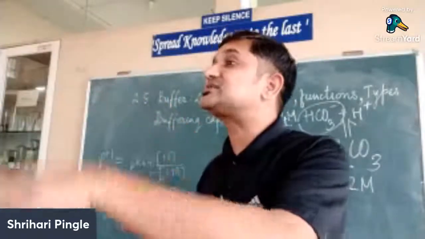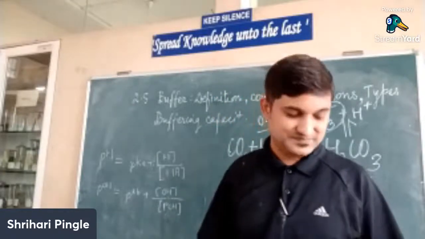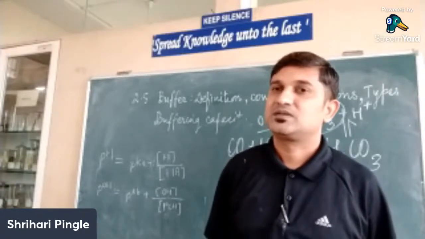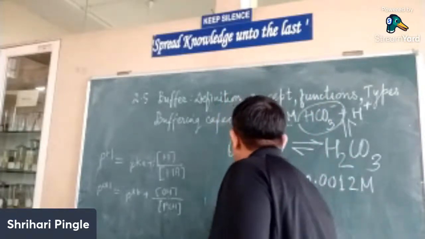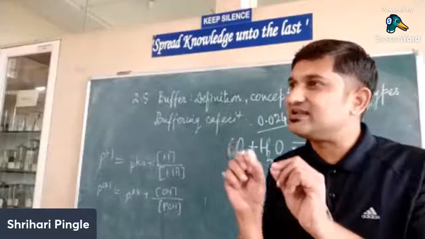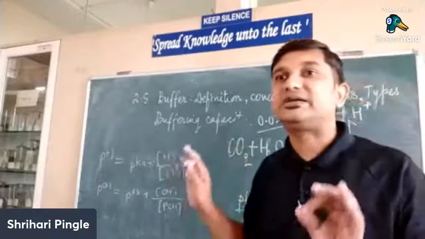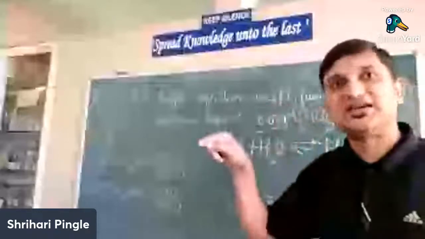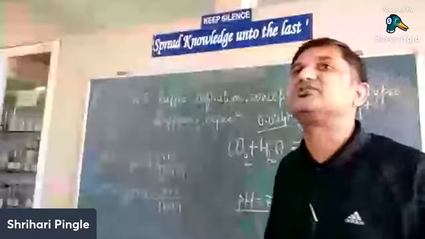Applying the Henderson-Hasselbalch equation, by now you should have the Henderson and Hasselbalch equation memorized. The pH of blood comes out to be 7.7. So near neutral, slightly alkaline. The pH of blood comes out to be 7.7. If you put the values, the concentration of bicarbonate ion, concentration of carbonic acid, pKa value of carbonic acid in the Henderson equation, then you will get the pH of blood is 7.7.